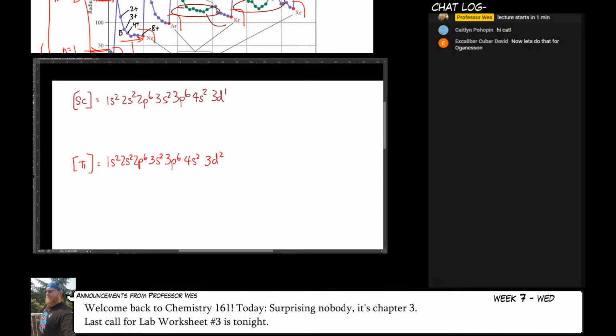So let's calculate Z effective for each of these. So Z effective would be Z minus core electrons. So Z for scandium is 21 minus the number of core electrons. Well, how many valence electrons are there in scandium? These are the valence electrons. That means everything else is core electrons. So 19 of the electrons are core electrons.